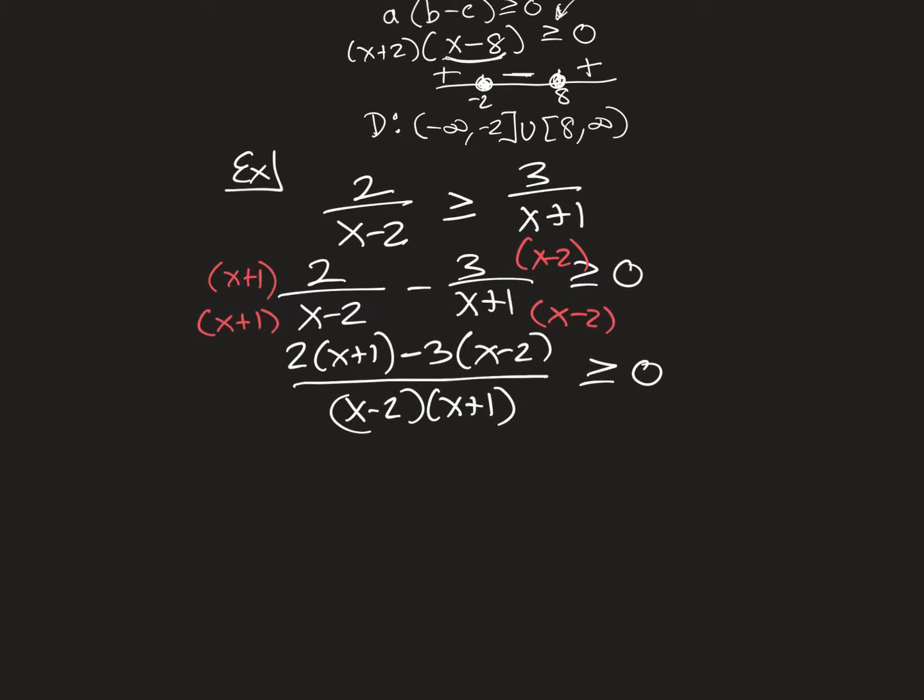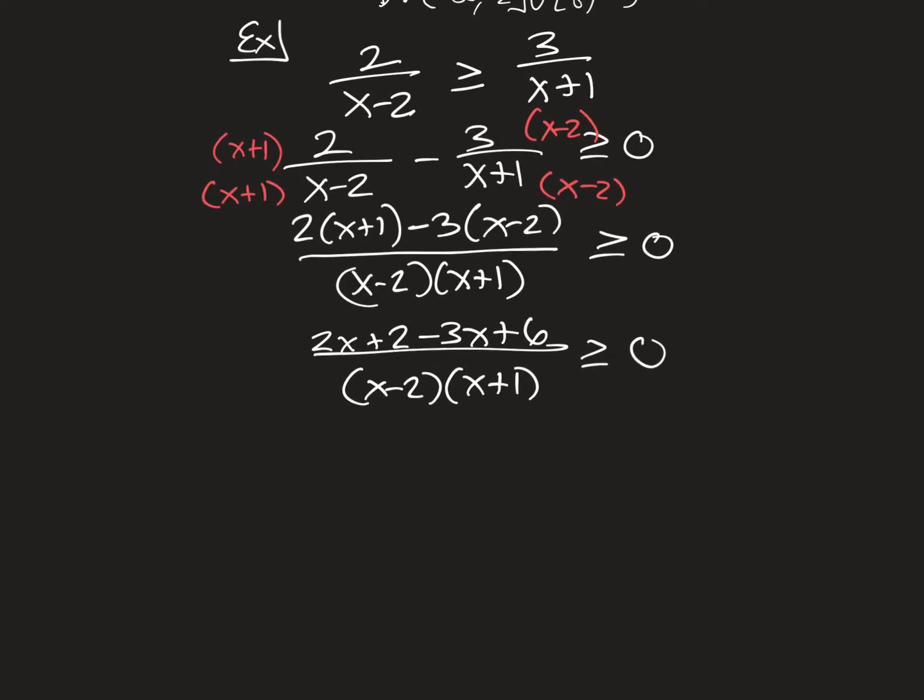And let's just distribute the numerator and combine like terms. So (2x + 2 - 3x + 6) over (x - 2)(x + 1) is greater than or equal to 0. So I'm going to get (-x + 8) over (x - 2)(x + 1). Perfect. It's in factored form. If it makes you feel better, you can factor out the negative in the numerator to make it look factored. All right, so put on your sign chart.